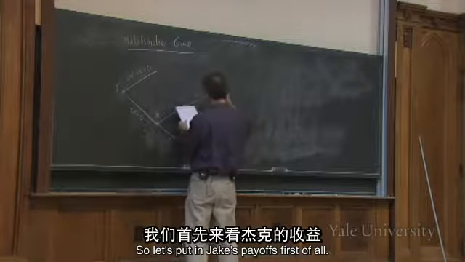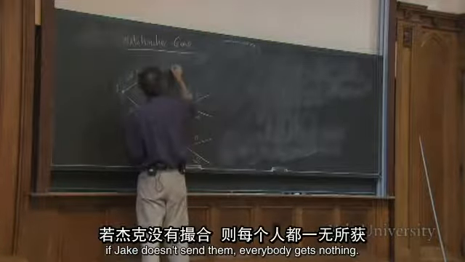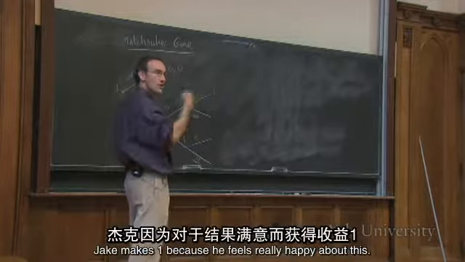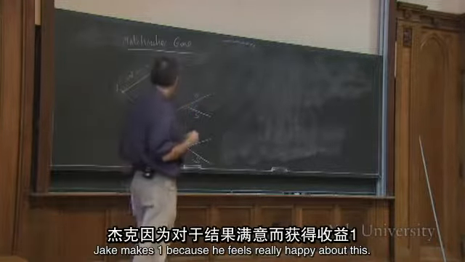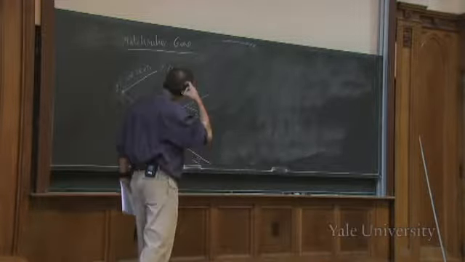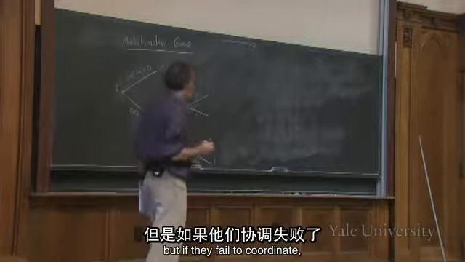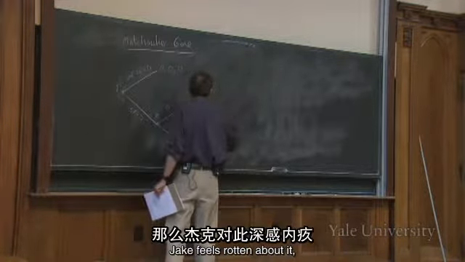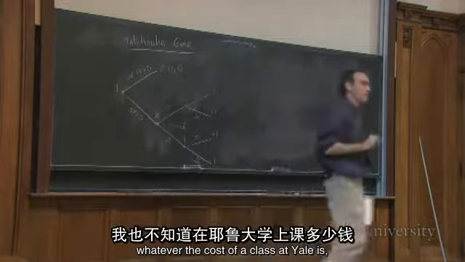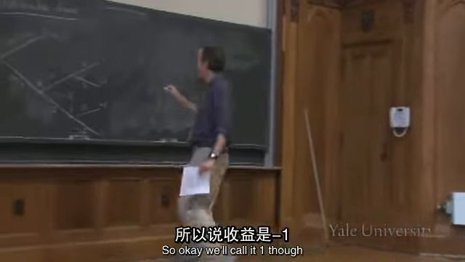So let's put in Jake's payoffs first of all. If Jake doesn't send them, everybody gets nothing. If Jake does send them and they coordinate, Jake gets 1 because he feels really happy about this. After all, there must be some motivation for matchmaking. If they coordinate down here, Jake gets 1 as well. But if they fail to coordinate, Jake feels rotten about it, particularly because he paid for them to go to this class, whatever the cost of a class at Yale is, which is probably quite a lot, actually. Okay, we'll call it 1, though.